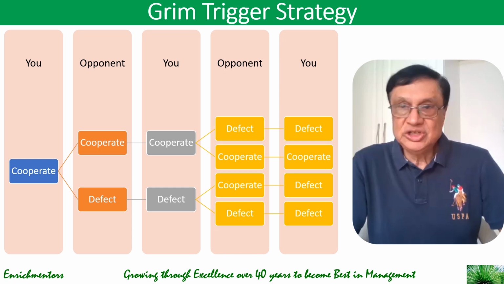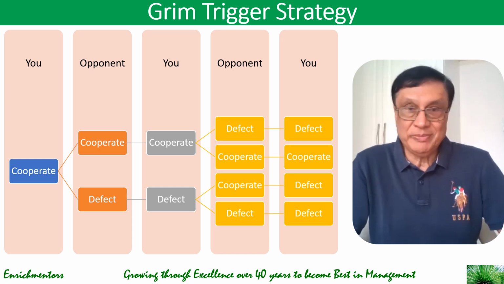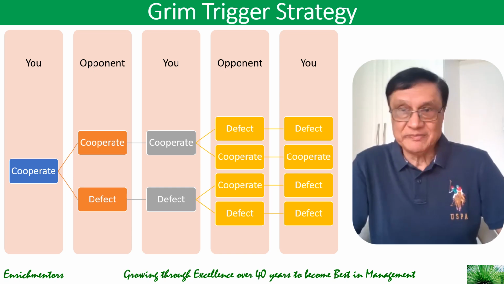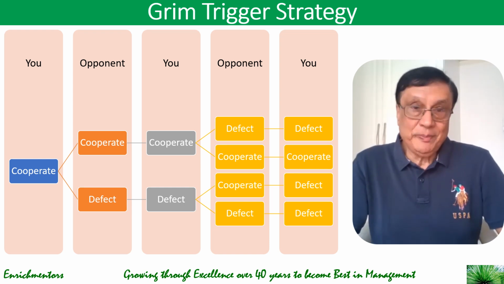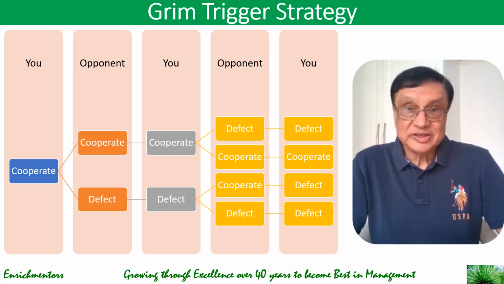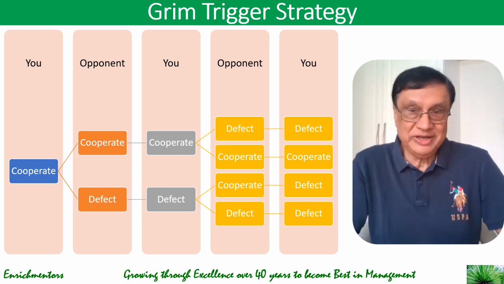You always initially choose cooperate as an action that benefits both of you, so you cooperate. Now, if you cooperate, the opponent has two choices: either cooperate or defect. If the opponent cooperates, you cooperate because your strategy is to cooperate till the time the opponent cooperates, right? But if the opponent defects, then you defect. So that's your third column move. So you cooperate when the opponent cooperates, you defect when the opponent defects.